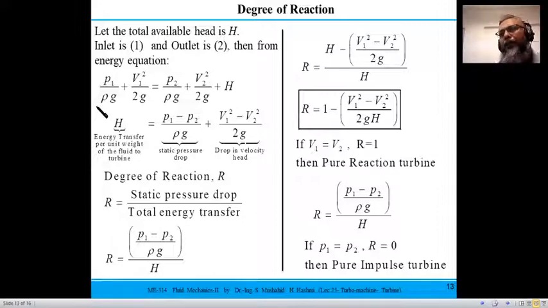It depends upon how the total available energy is converted into pressure drop and kinetic head. That proportion gives us an idea about how the energy conversion takes place. In an impulse turbine, since the pressure drop in the blade passage is 0, all the available energy is converted into kinetic head. In that case, your degree of reaction would be 0, because the pressure drop is 0. In case of a pure reaction turbine, velocities would be the same, then the degree of reaction would be equal to 1.